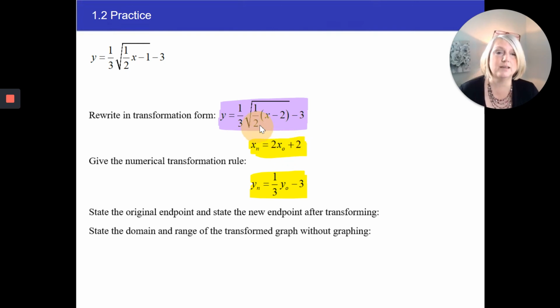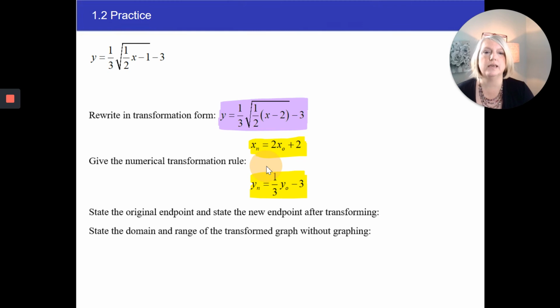Again, instead of doing this transformation form, I could take this 1/2 x minus 1, call this x new, set it equal to x old, and solve, and I would get this same thing. You can verify that for yourself. I don't really care how you do this. I just need you to be able to tell me what transformations have happened.